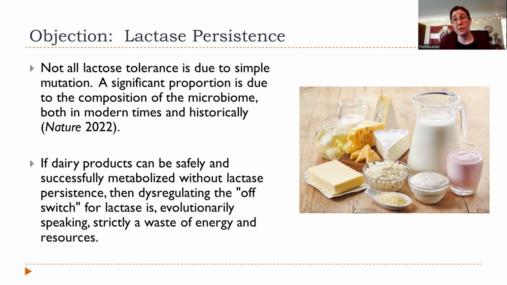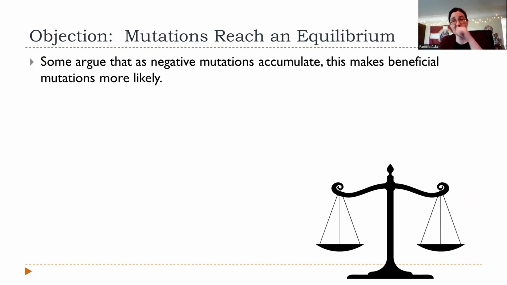All right, the final objection that's been raised against genetic entropy on this particular point is that, well, eventually mutations will reach an equilibrium, okay? So as negative mutations accumulate, the argument goes, then beneficial mutations will be more likely. Eventually we'll get to a balance, okay?